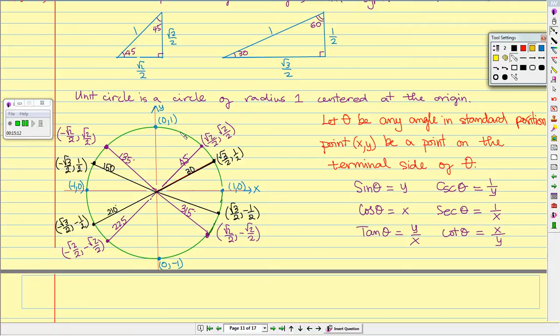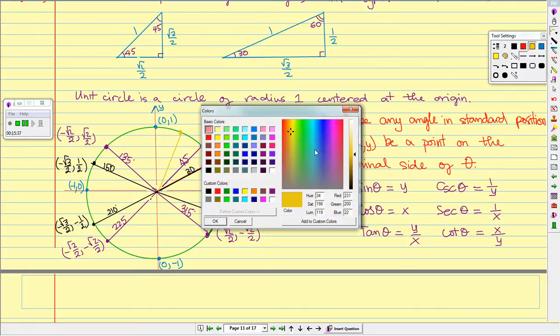So now I'm going to locate the 60 degree angle. From the initial side, I go 30, 45, so 60. And next, I'm going to draw the terminal side. Now I think yellow might not be good. Let's go with yellow.